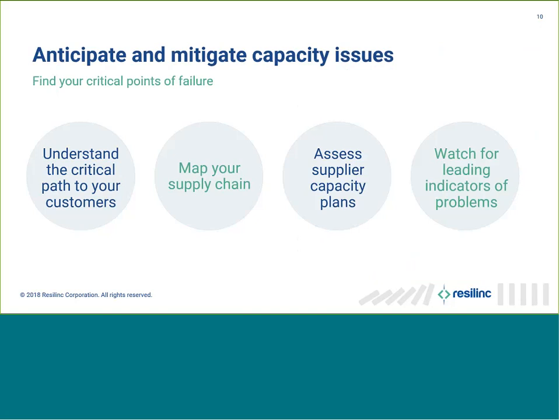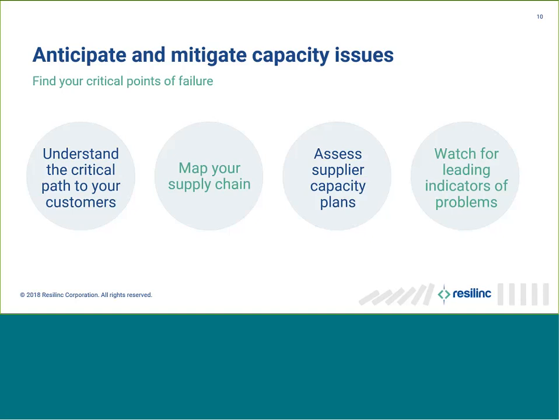So what can I do about it? The high-level answer is really just to be able to find and evaluate your critical points of failure. So understanding the critical path to your customers, we'll go into each of these in more detail. Mapping your supply chain to make sure that you understand what locations those critical paths go through and what their exposure is to some of these trends that we're seeing.